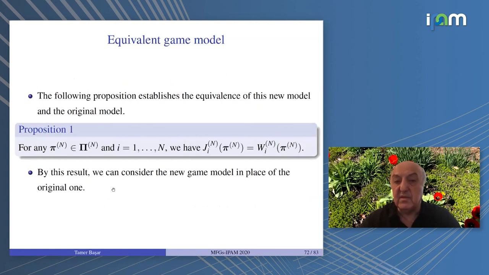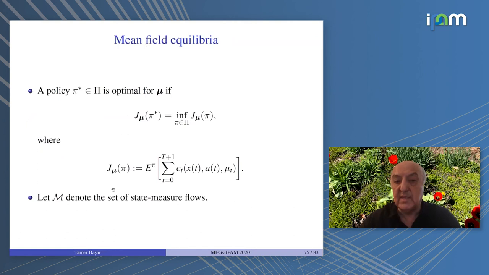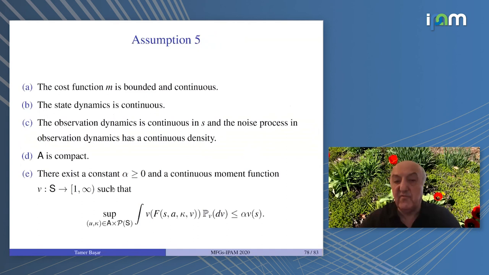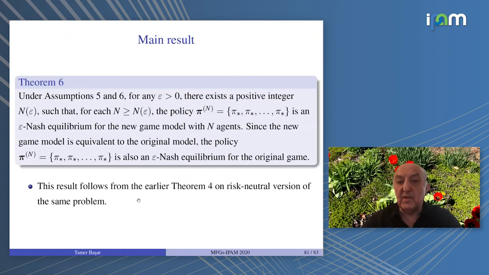And we have the mean field equilibrium. I will skip all this. The basic result, again, is the mean field equilibrium definition. Under some assumptions, the mean field game admits a mean field equilibrium. The result follows from the earlier theorem three I had on the risk-neutral version, using Kakutani's fixed point theorem and so on. And then one can show that there is an approximate Nash equilibrium. The mean field solution could be used as an approximate Nash equilibrium for the original game. We have to convert it back to the risk-sensitive problem, but everything works fine.